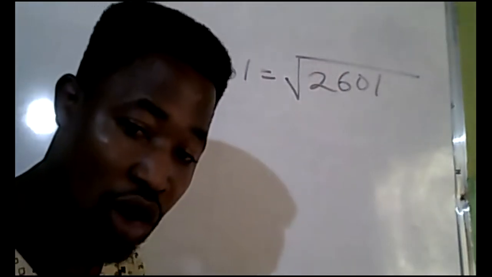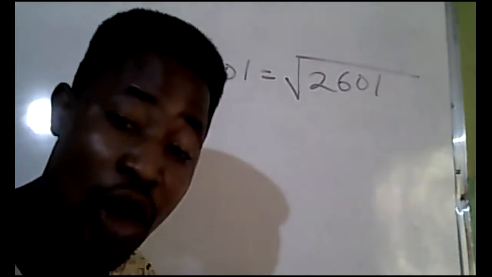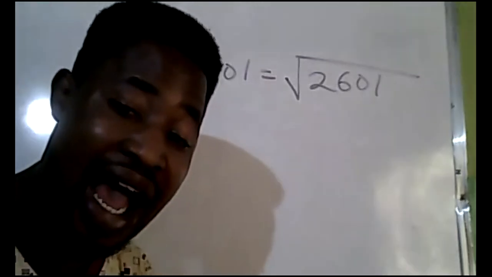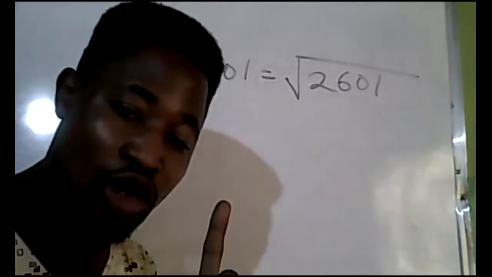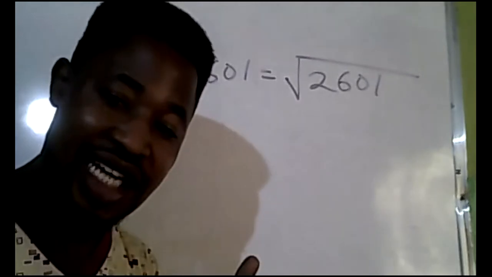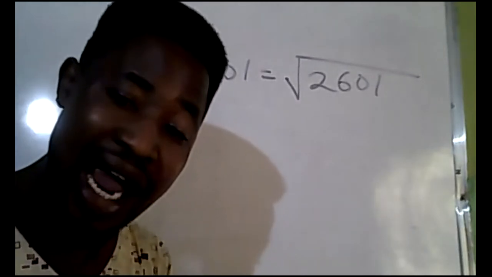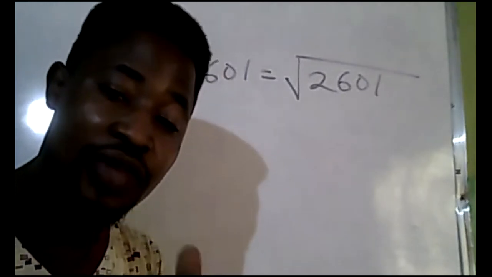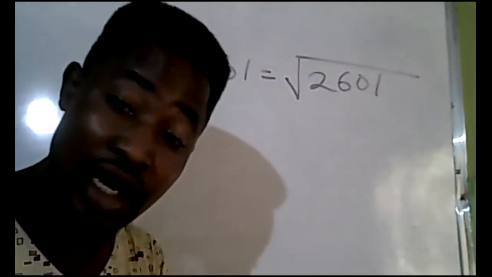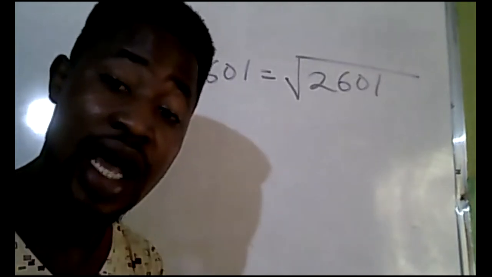Someone wants to ask me, Mr. Ogunlaro, what are prime numbers? Easy, let me quickly tell you. Prime numbers are numbers that can only be divided by 1 and themselves. For instance, the only even prime number is 2. The next prime number is 3. Why? Because 3 can only be divided by 1 and 3 alone. No other number can divide a prime number, except 1 and itself.